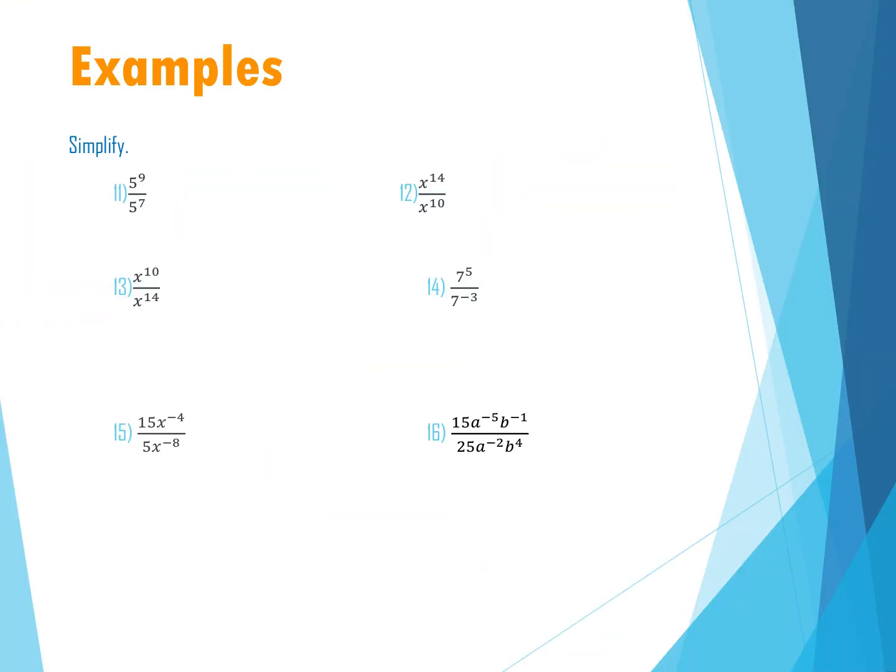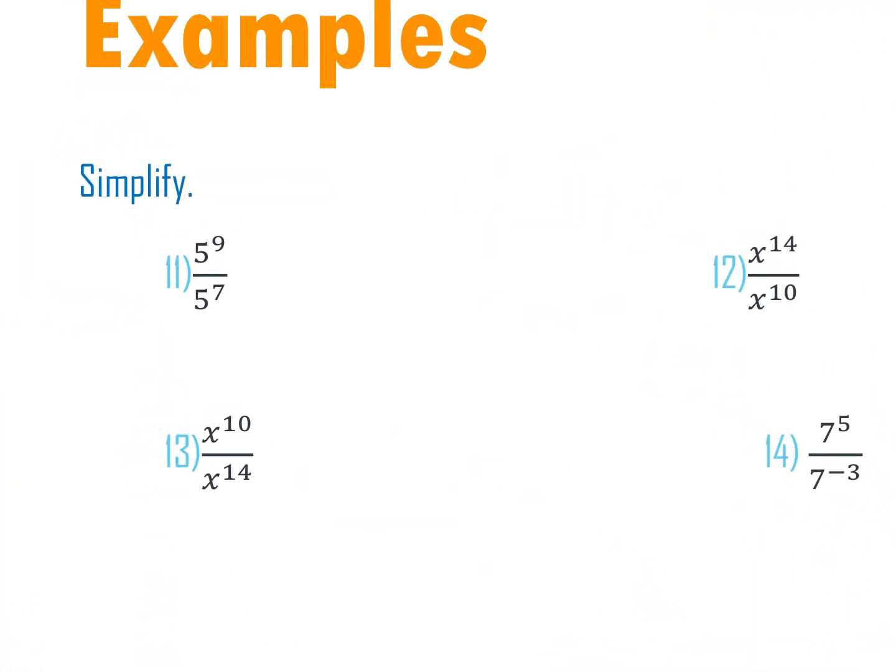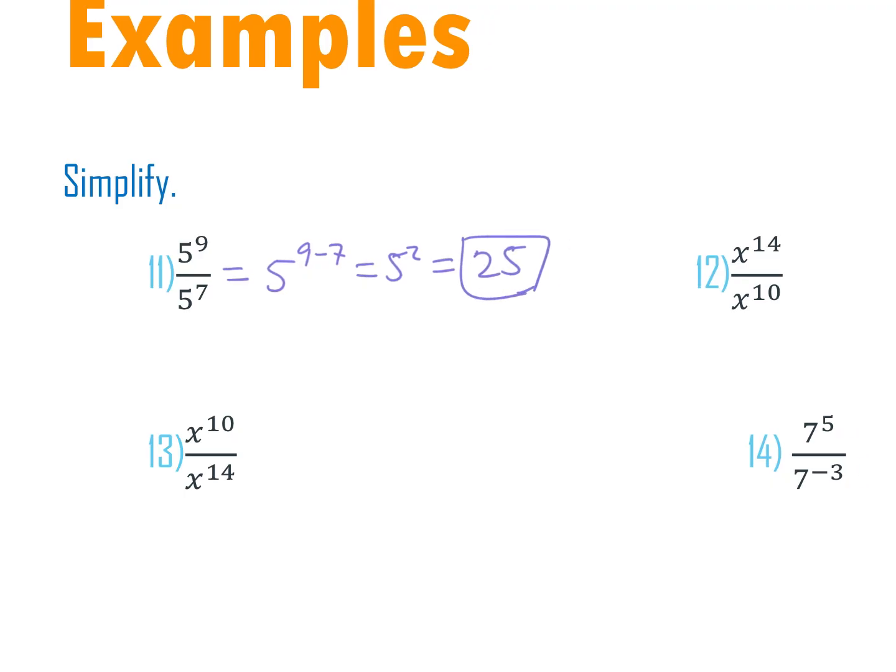All right, so doing some more examples. Something like number 11. You get a number expression out of it. So I'm going to do 5 to the 9 minus 7, so 5 to the second. And 5 to the second is just 5 times 5, so 25. Something like that, you should be able to simplify.